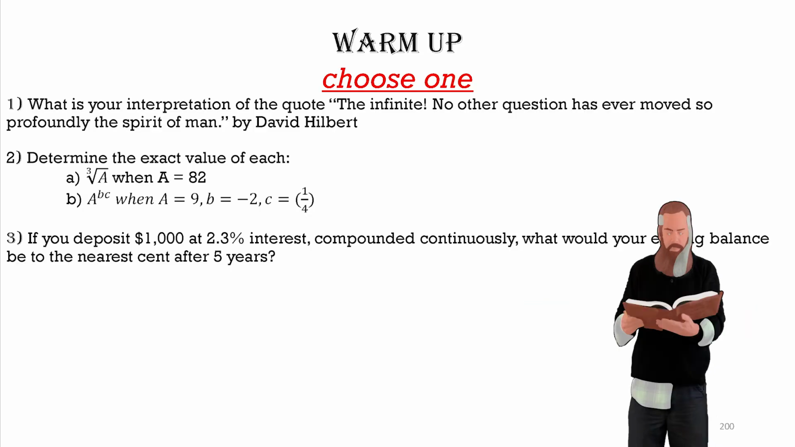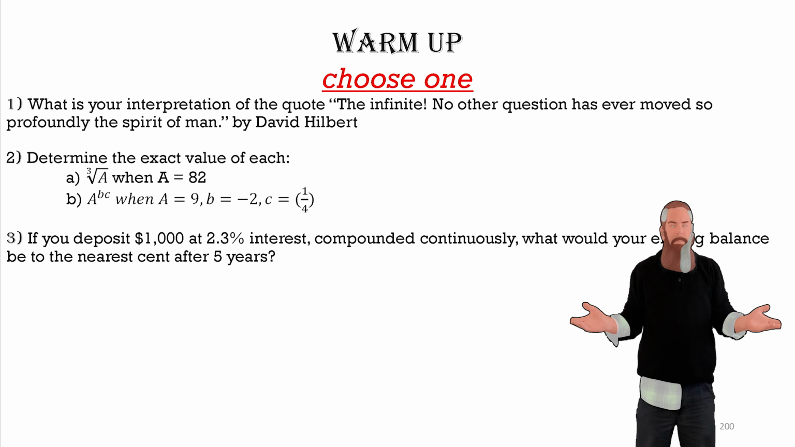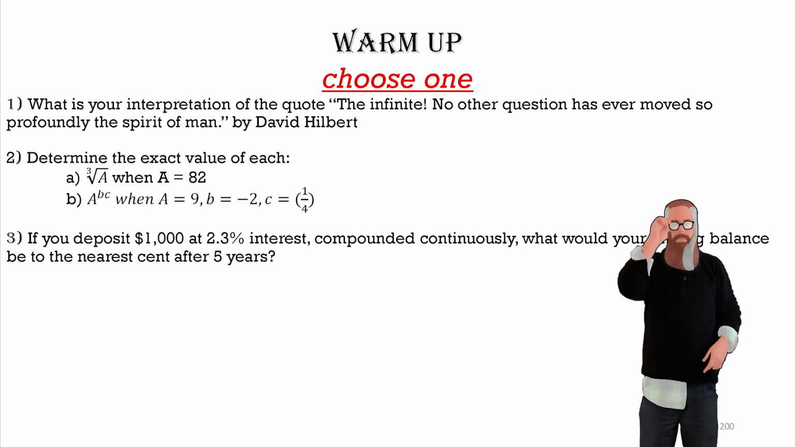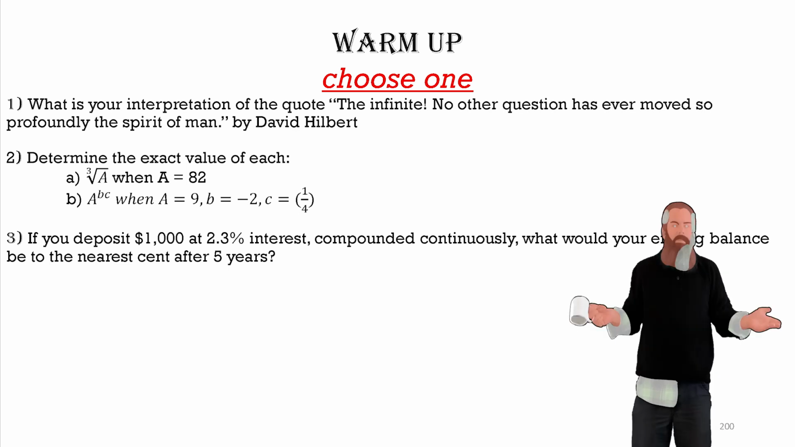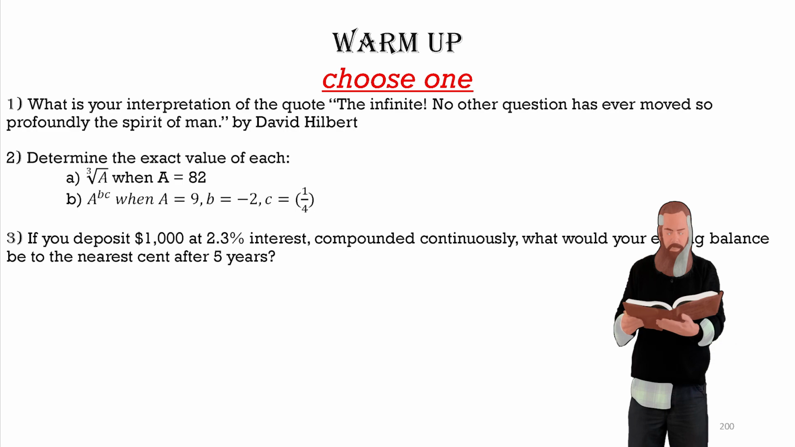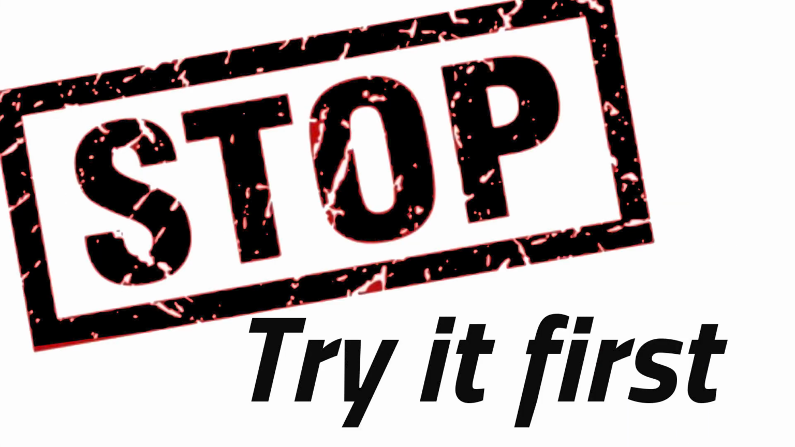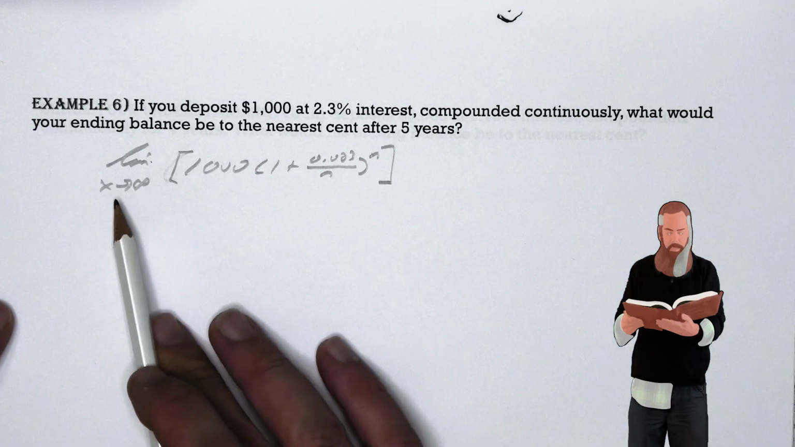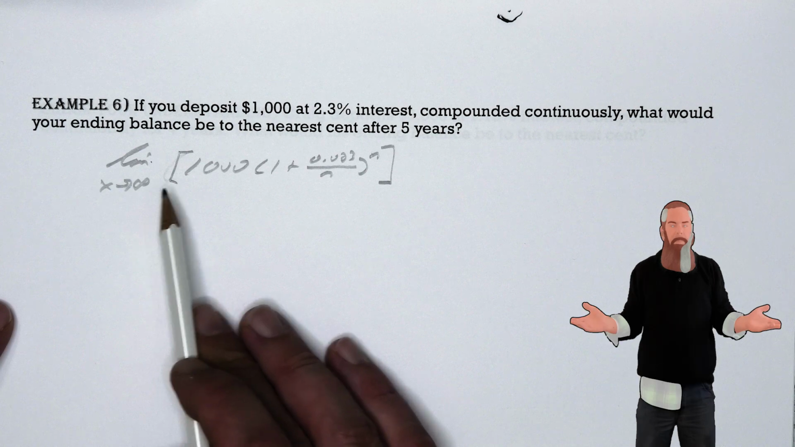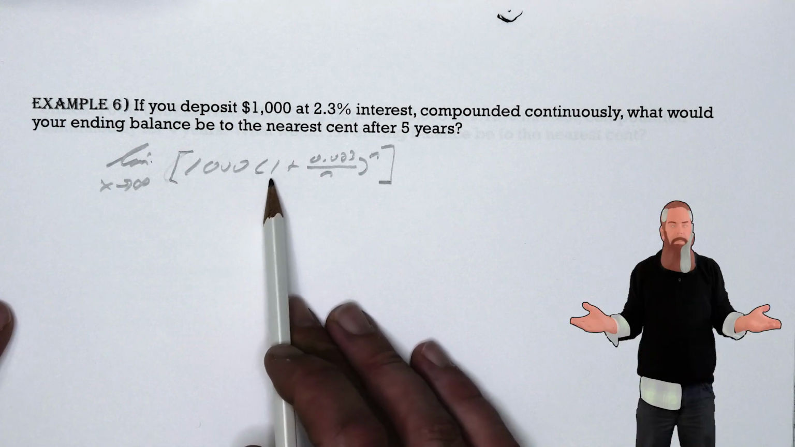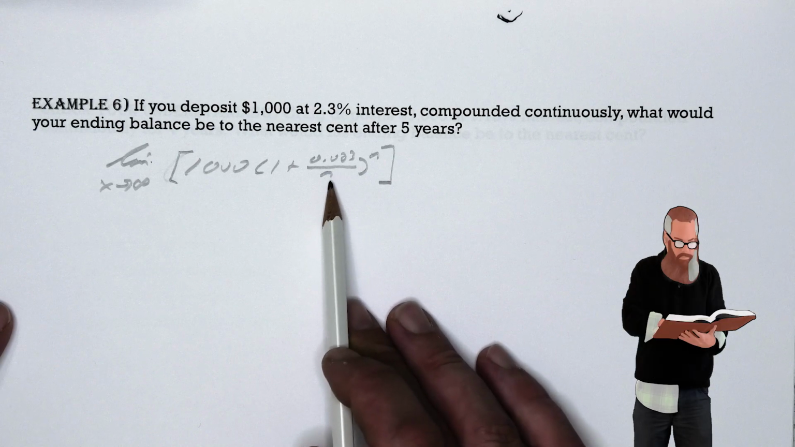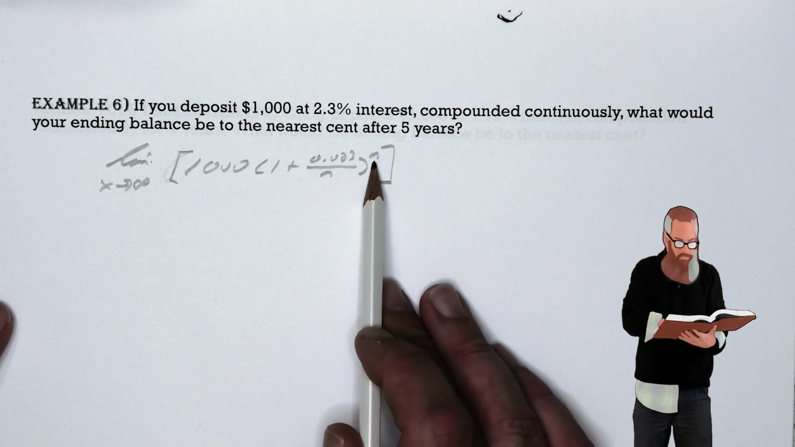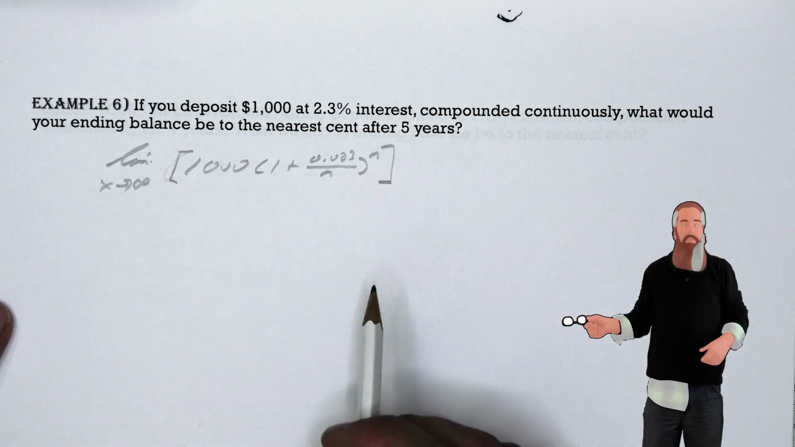Now let's take a look at a problem that you will be able to do by the end of this lesson. So, if you deposit $1,000 at 2.3% interest, compounded continuously, what would your ending balance be to the nearest cent after 5 years? This means we're trying to find the limit as x approaches infinity of 1,000 times the sum of 1 and 0.023 over an infinite number of compoundings to an infinite exponent.